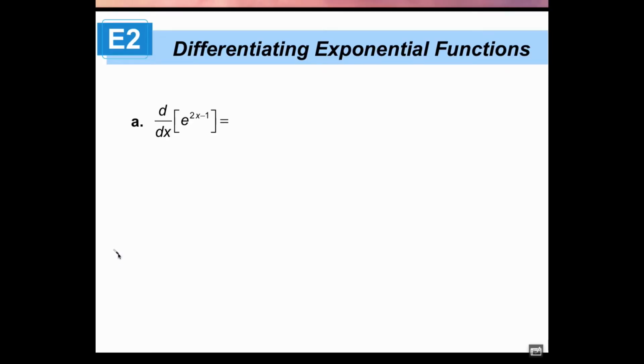What's a derivative of e to the 2x minus 1? Two. Good start. E to the 2x minus 1 times 2. Okay, don't make it more difficult than it has to be. Itself times the derivative of the exponent.